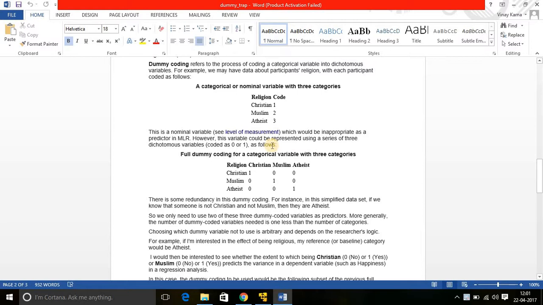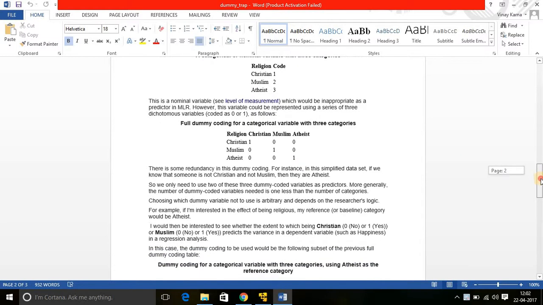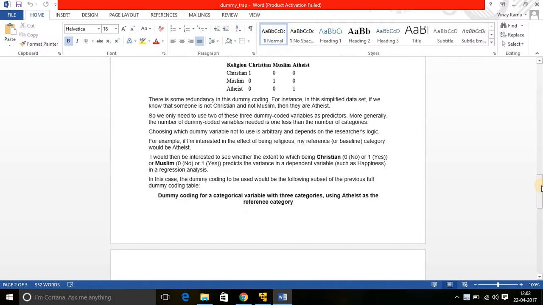Okay. So let's take a look at the other method. How will we do it using dummy variables? It is not an ordinal variable, so we have to use some other method. Like see this table: Christian, Muslim, and atheist. If he is a Christian, it is 1, if not 0. If he is a Muslim, 1, if not 0. If atheist, 1, if not 0. So you can see here that all three religions are described very well by these dummy variables.